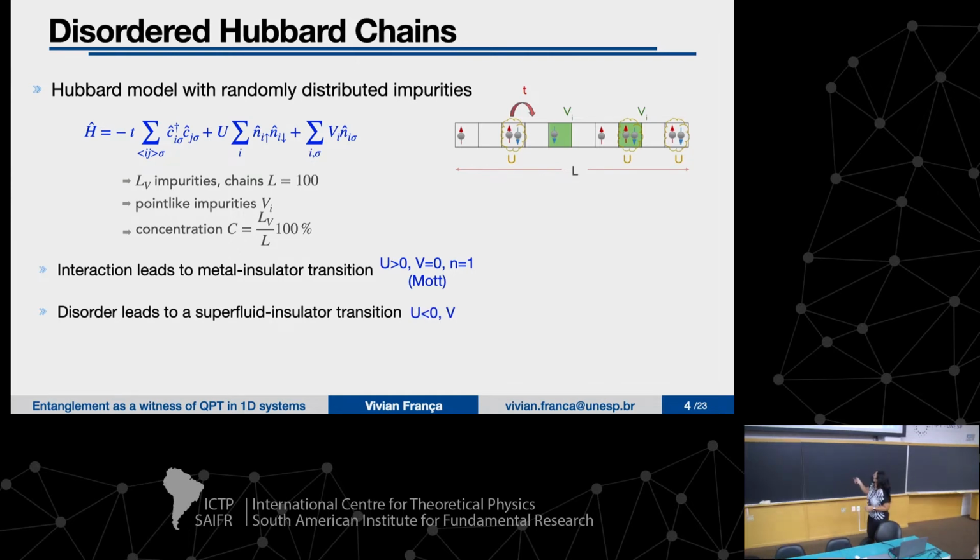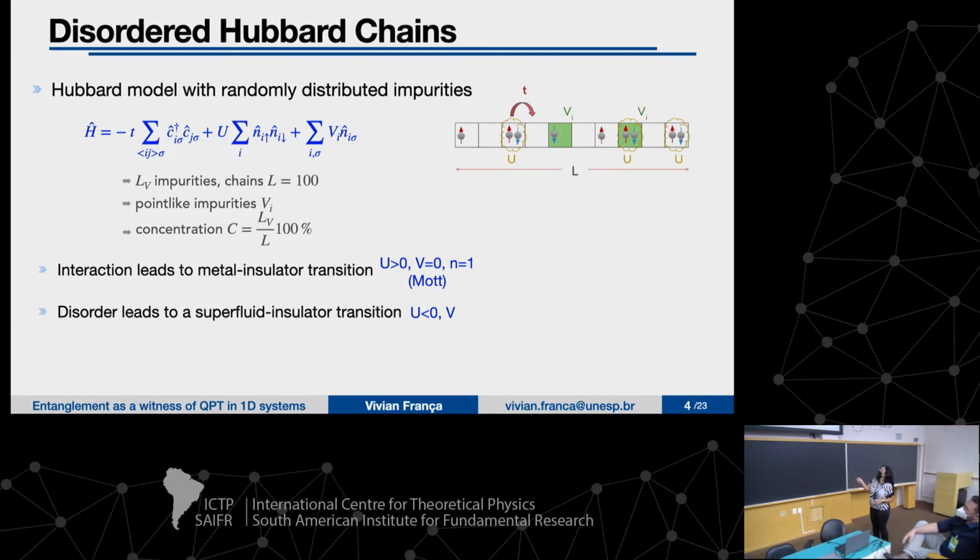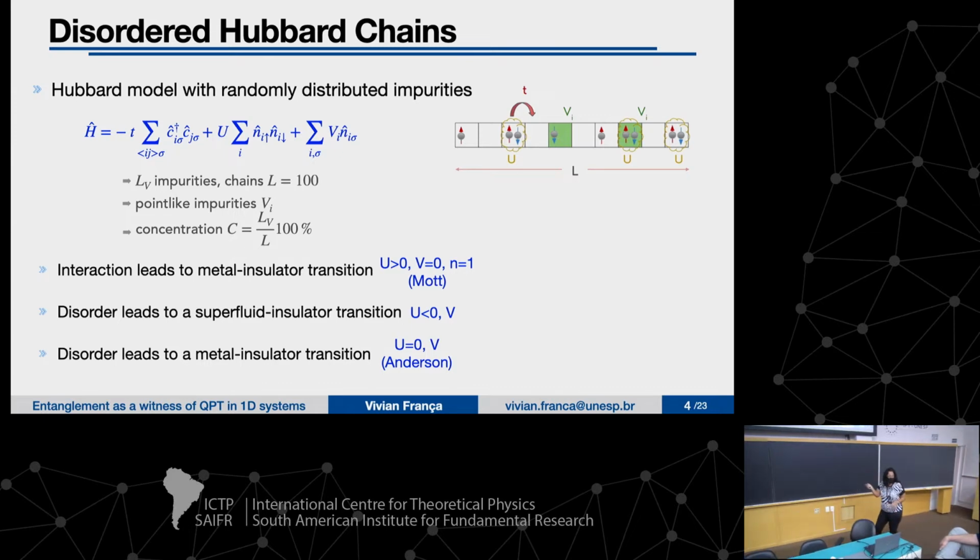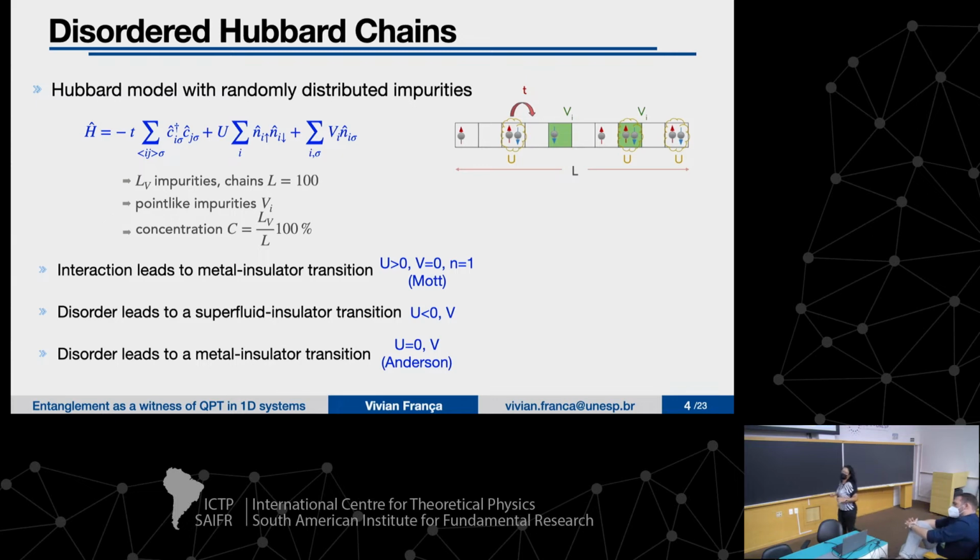If we consider U smaller than 0, negative interactions, this is essentially the BCS description. We have some superfluid in principle, but by combining this superfluidity with the disorder potential, we expect to see a superfluid to insulator transition. Now, let's start with the non-interacting case. If I have only disorder, this is the Anderson metal to insulator transition.